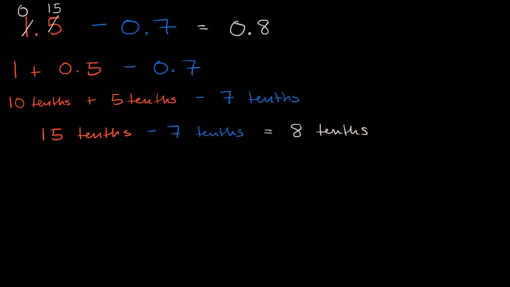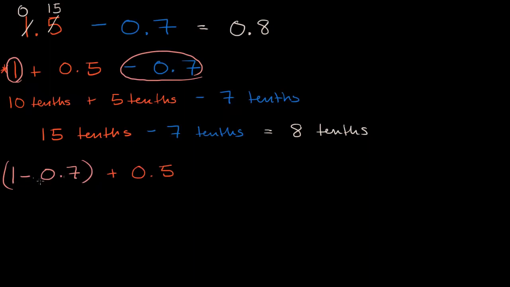Now, another way that you could have thought about it, let's go back to this step right over here. I could have said, well, look, I can think about what 1 minus 7/10 is going to be. So I could view this as 1 minus 7/10, and then I'm going to add 5/10 to that. So 1 minus 7/10. 1 is 10/10. So if I take 7 of them away, I'm going to be left with 3/10. So you can say that's going to be 3/10 plus 5/10, which is, once again, equal to 8/10.